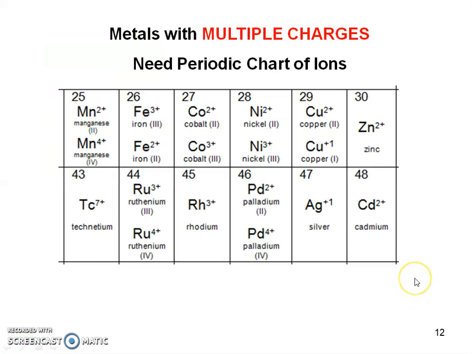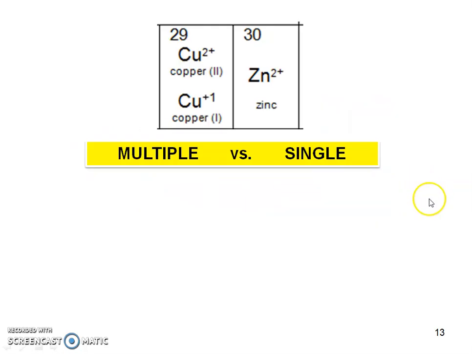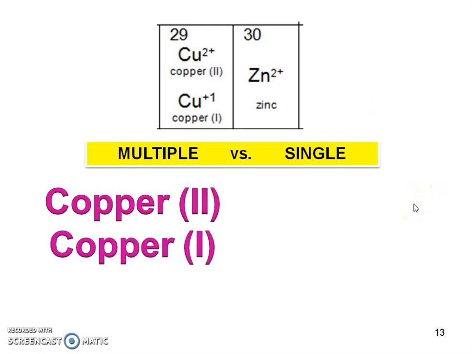So I want to also come back to these metals of multiple charges. Again, let's focus on here. We have copper and we have zinc. So some of these metals have multiple charges. That's where those Roman numerals come in. But some of these transition metals only have a single charge, and then you don't need Roman numerals. So again, multiple, like your copper 2 versus copper 1, and your single would just be plain old zinc.